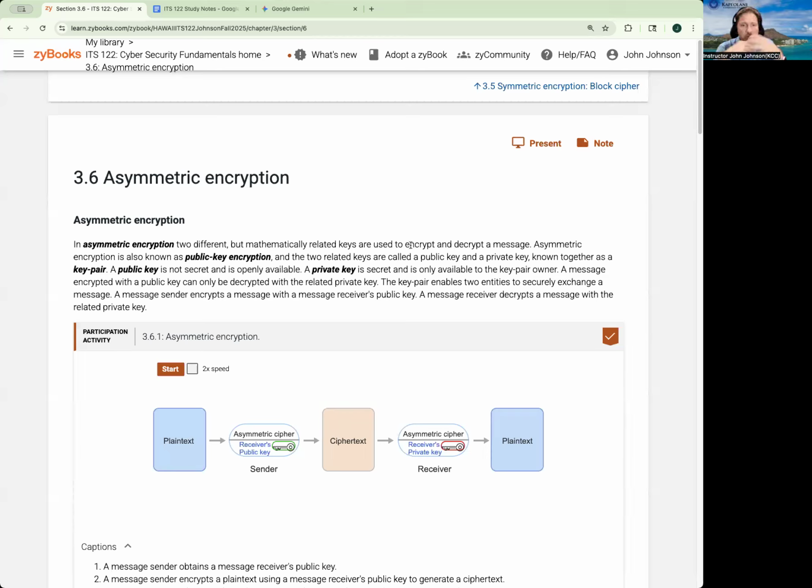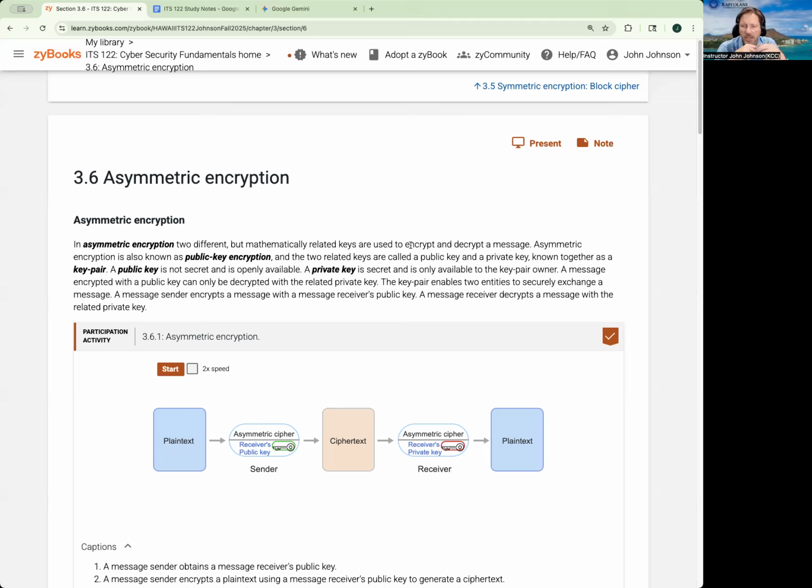That's when we're using two different but mathematically related keys. One key is used for the encryption, one key is used for the decryption. Asymmetric encryption is also known as public key encryption, and that's because you've got two related keys. One is a public key and one's a private key. So the owner of the key pair, they're gonna keep the private key and they're gonna use that for decrypting messages.